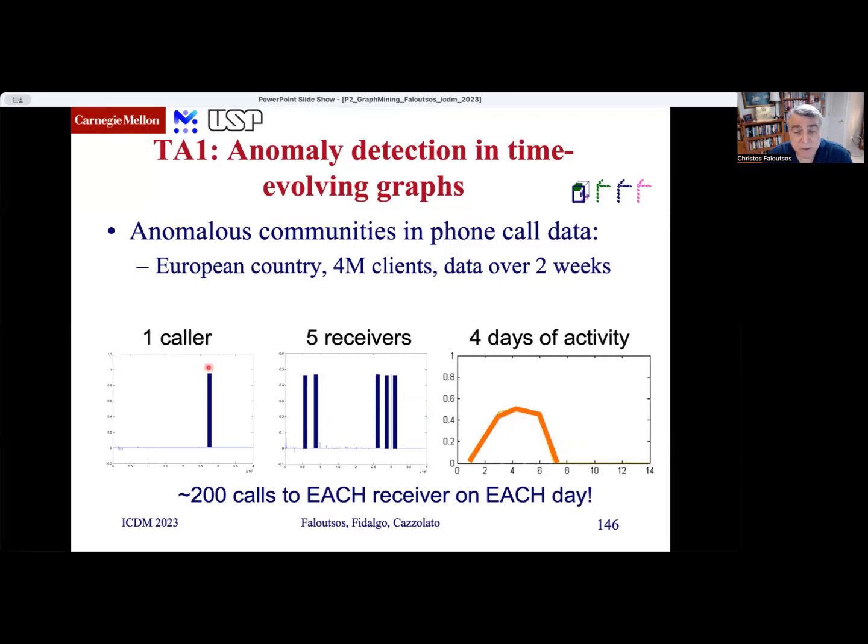So this was very weird, because this person was calling these 5 receivers roughly 200 times a day, more or less with an equal count for these 5 receivers. So we didn't know what to make of it. We called it the Godfather, calling its subordinates, right? The data was anonymized, so we were not able to figure out anything further. But it's definitely something that wouldn't show up without PARAFAC decomposition.